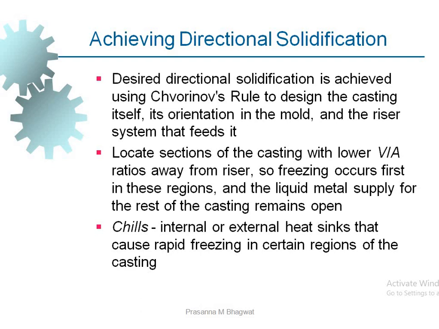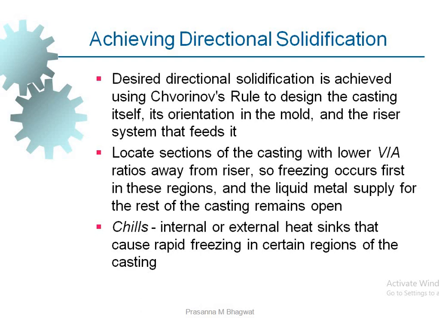So how to achieve this solidification? The desired directional solidification is achieved using Chernov's rules to design the casting itself. That means you have to locate the sections of the casting with lower volume by area ratio away from the riser. That's why I told you the areas which are away from the riser should freeze first, so they should have a low V by A ratio. Considering the V by A ratio, those regions should solidify first and then it will come towards the riser.